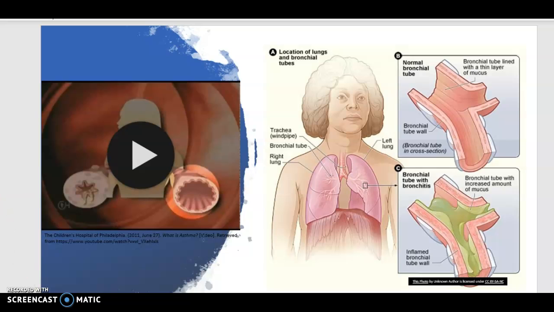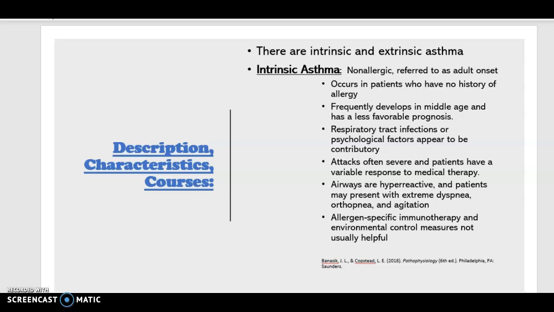During an asthma attack, the inside walls of your airways and your lungs can become inflamed and swollen, and the membranes in your airway linings may secrete excess mucus. This results in an asthma attack and makes it harder for you to breathe and will cause you to cough and wheeze. If you click on the video, you will get a quick review of what exactly is happening during an asthma attack. We're going to move forward to description, characteristics, and the courses that you will see in asthma.